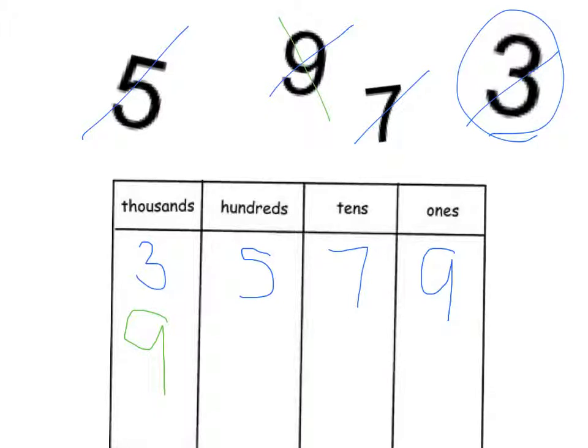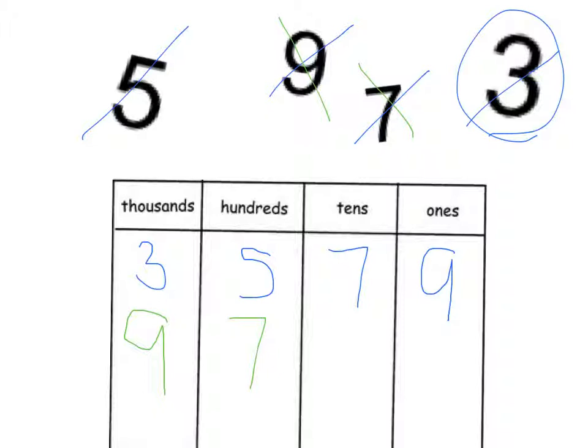The next digit that I'm going to put into my place value chart is going to be the 7. That is the second largest digit. Pop the 7 in there. So I have 9,700 so far.